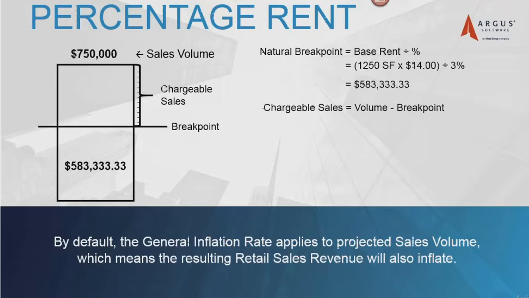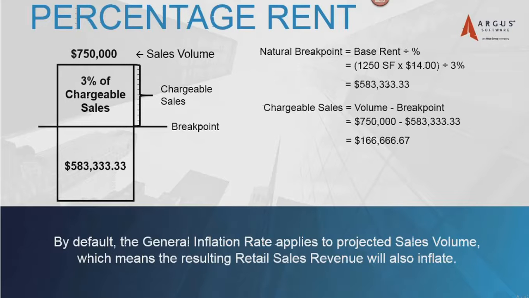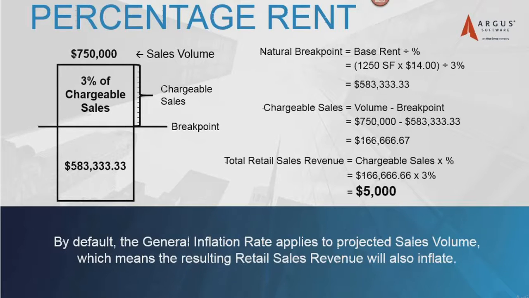This is our chargeable sales, the volume minus the break point. In our example, 750 minus 583 gets us to 166. So that's what we're taking the 3% of. To find our retail sales revenue, we multiply the chargeable sales times our takeout of 3% and get $5,000 in year one. Any questions about retail sales revenue?